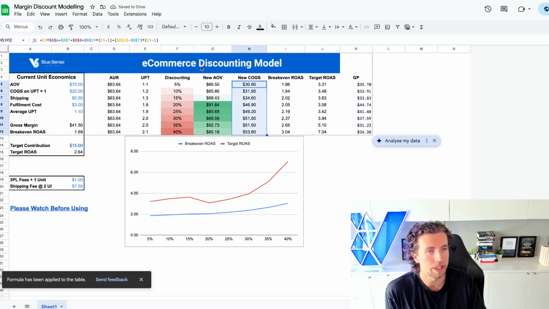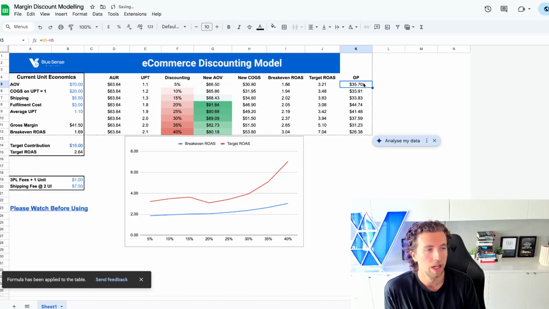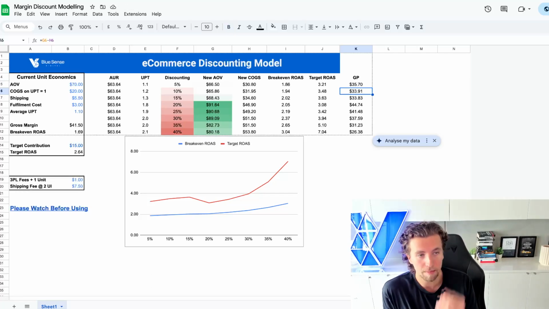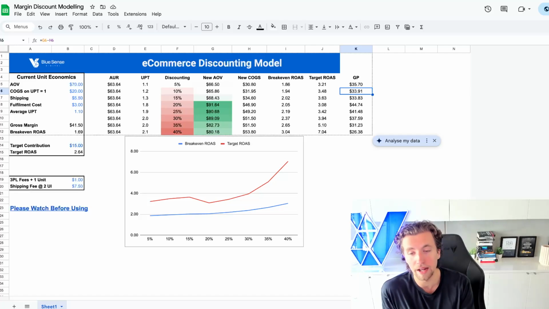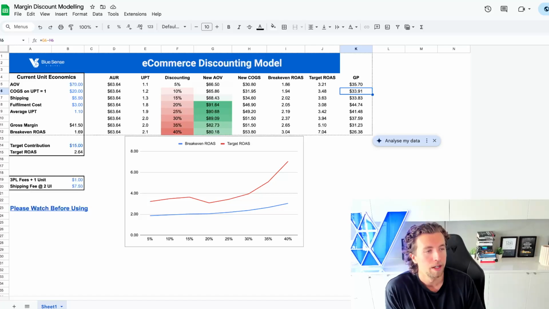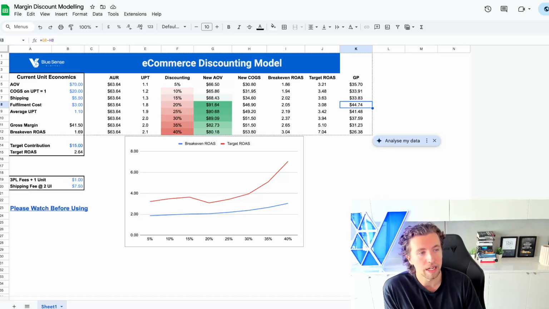And what you'll end up noticing here is that GP increases and decreases depending on the threshold. And so you start at $36, it declines. And so running a 10% off discount for this business is actually a bad idea. They make less money. You may as well just run full price. But then as they go up to a 20% discount, there's a massive jump in GP, and then it declines again, and it never goes back to this amount. And so for this particular brand, their optimal discount rate seems to be 20%, because that's where they get the biggest jump in units per transaction.